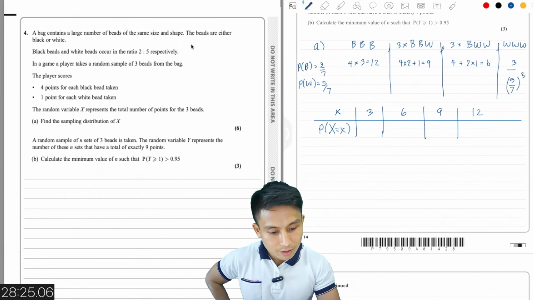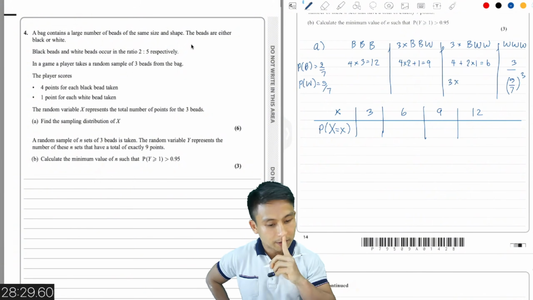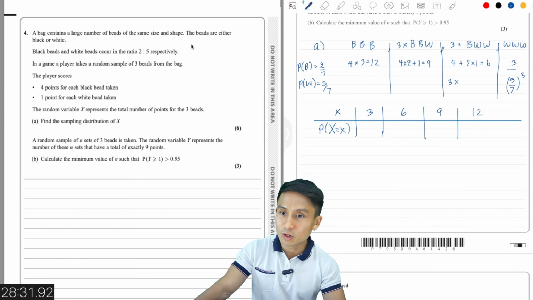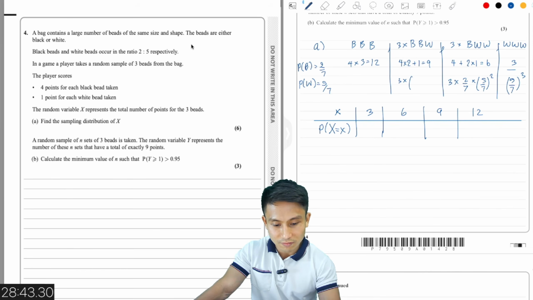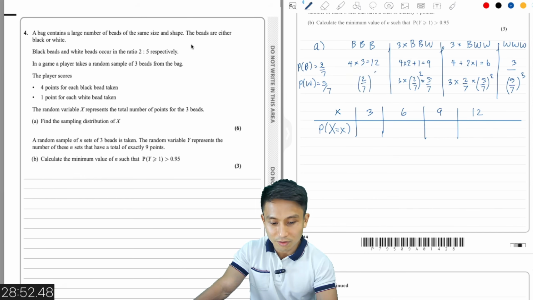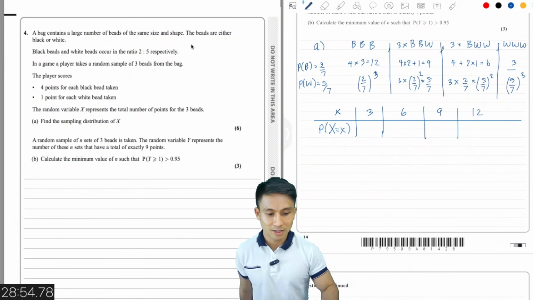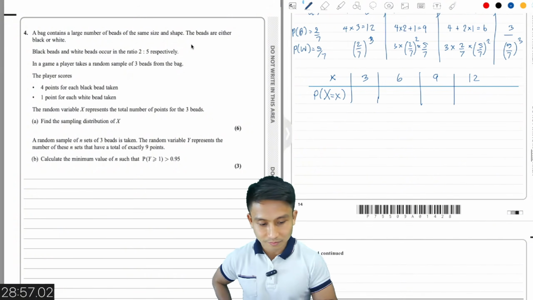And this will be 3 times, so each one will have 1 black, so 2/7, sorry, and this will be just 5/7 squared. This similarly will be, black is 2/7, so we do 2/7 squared first, and times 5/7. And this will just be black to the power of 3, and you only have 1 case there. So we're just going to fill in the numbers there.